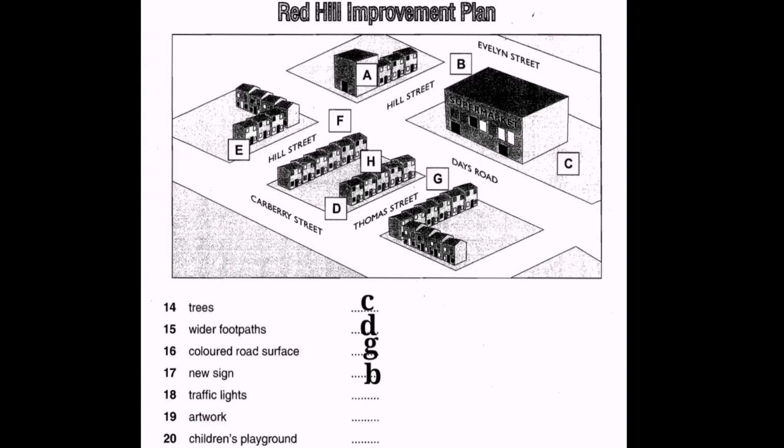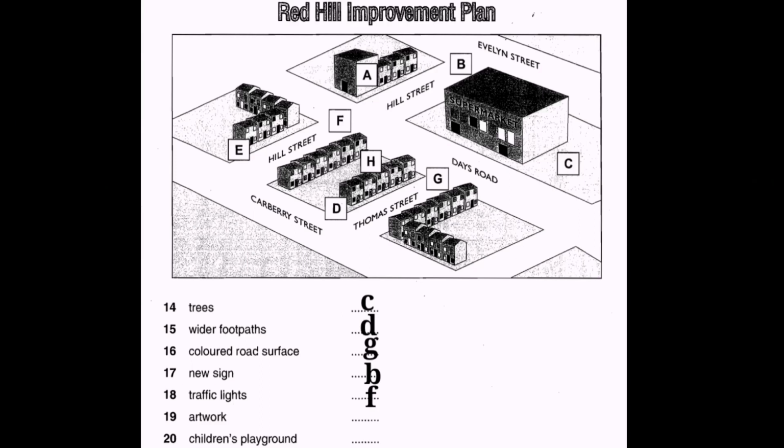So in the audio, we have listened that something they are planning to control the flow of traffic in the area is to install traffic lights halfway down Hill Street where it crosses Days Road. Halfway down Hill Street is option F, and at this point Hill Street also crosses Days Road. So F is the traffic lights. So we can write F in front of question number 18.